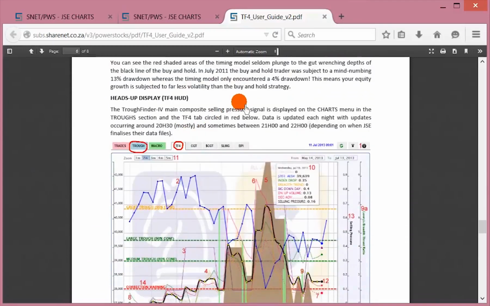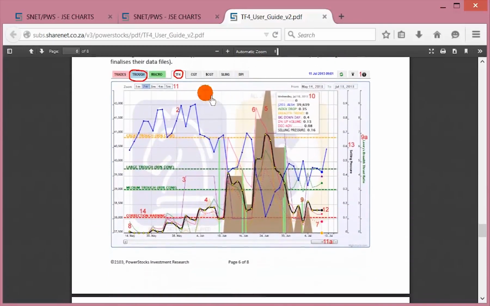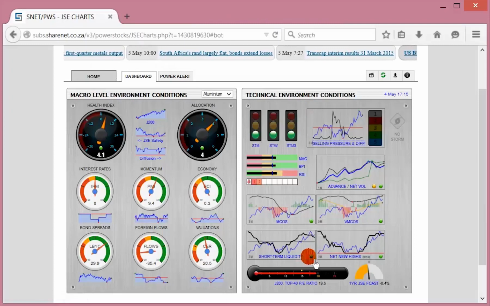So you can go and look at that user guide, and it actually gives you a legend to show you how to read the various components of the chart. There are up to 13 different components you can read in these charts. Basically, this little green light is giving you the green go-ahead. But as liquidity starts draining, this will go orange and then it will go red.